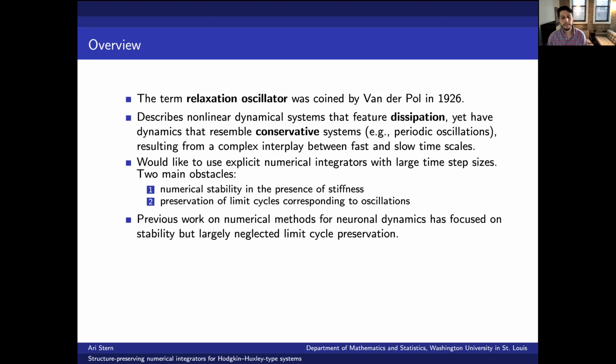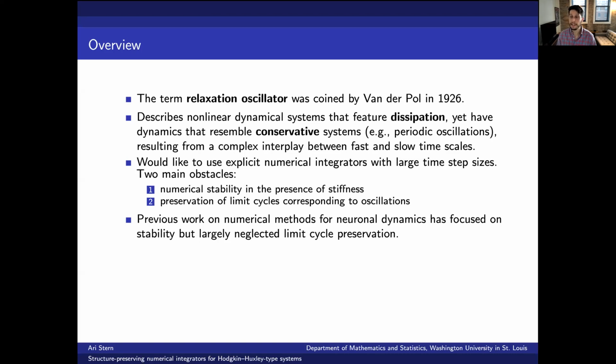In practice, it seems that a lot of previous work on numerical methods for Hodgkin-Huxley and other models of neuronal dynamics has focused on this first problem, the question of how can we get a method that's stable for large time steps. But this second question has not, I think, received quite as much attention. So I'm going to talk a little bit about that. And in practice, this second consideration is much more restrictive. For some of the methods people have described that are stable for large time steps, even though they're stable, they require much, much smaller time steps in order to get the limit cycles correct.